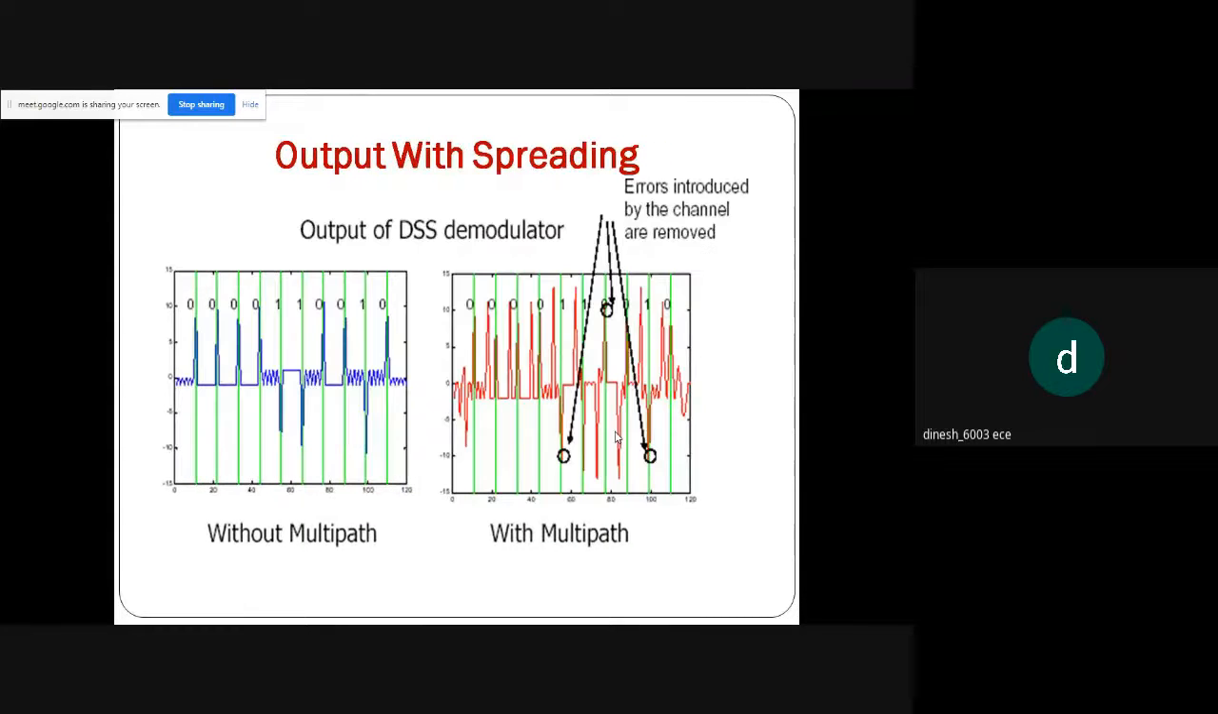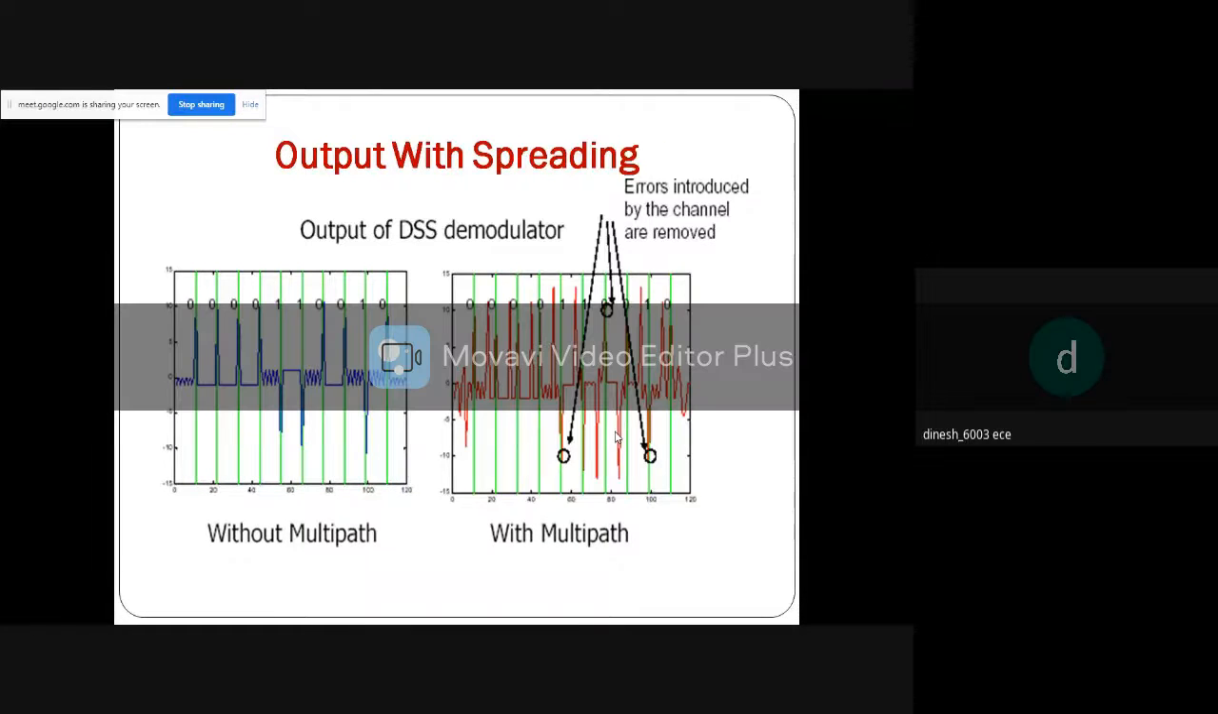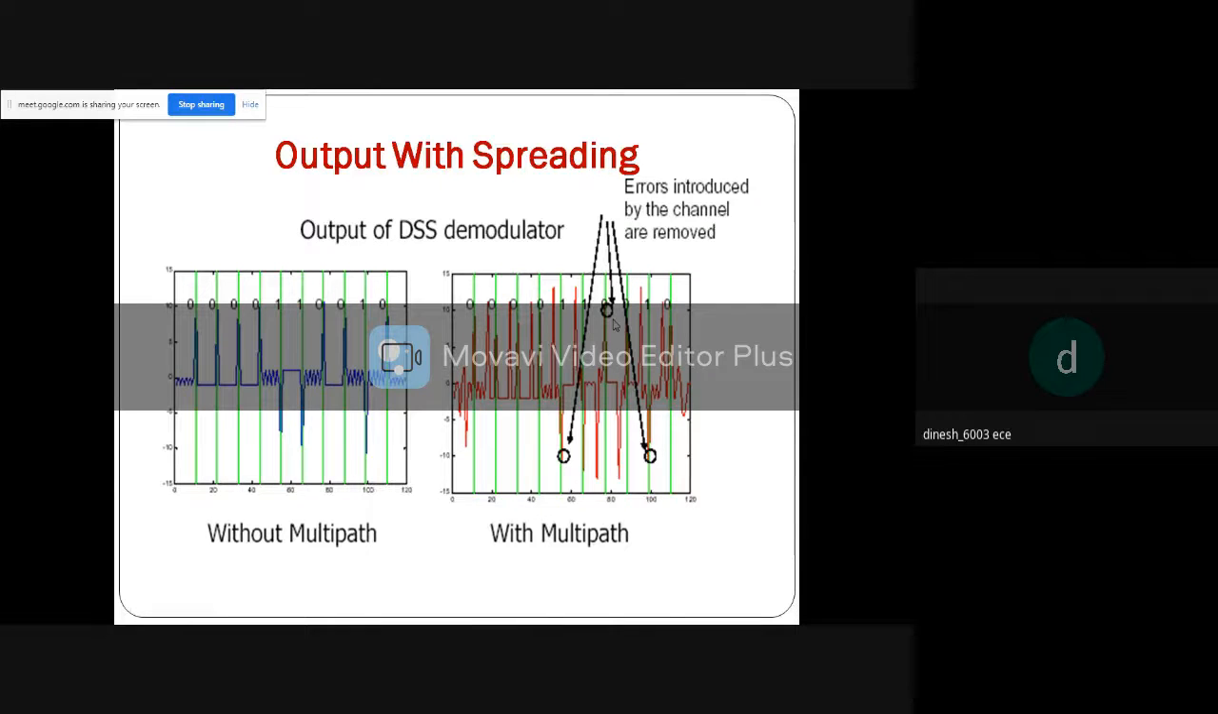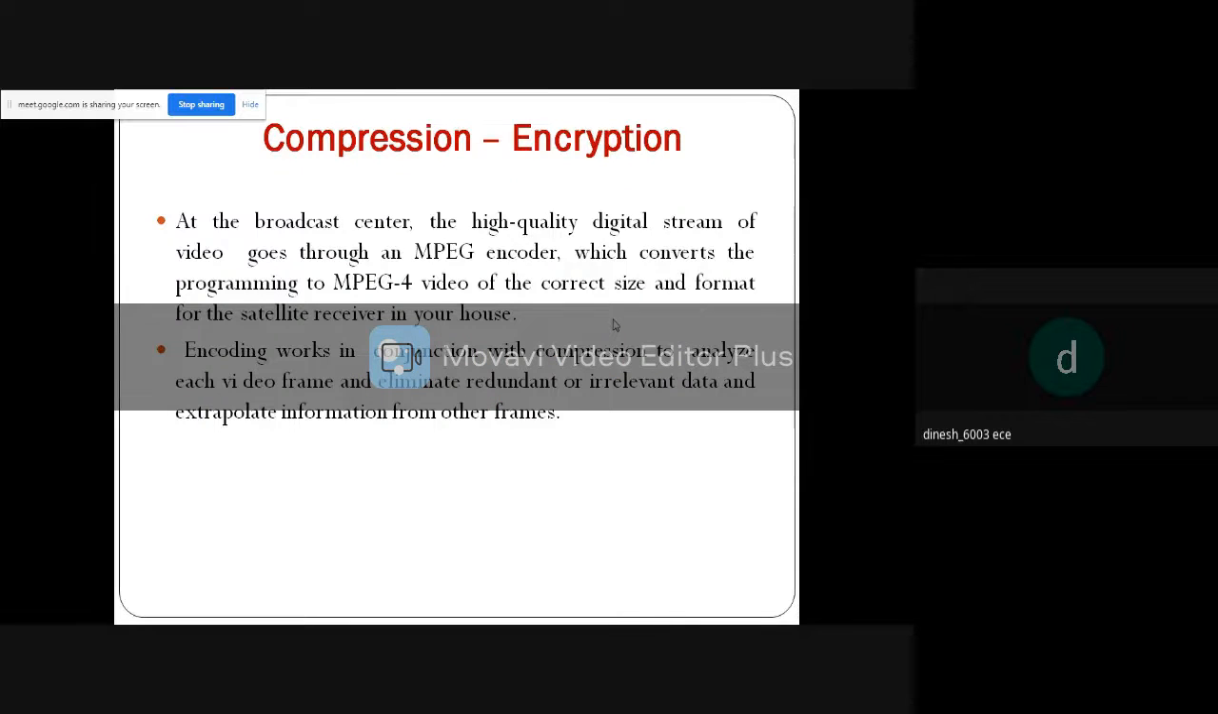Now you can see with spreading, without multipath and with multipath. Without multipath, there will not be many errors. When you look at with multipath errors, you can see that one error is being rectified in the spreading concept. Errors introduced by the channel are being removed to an extent, not fully, to an extent.